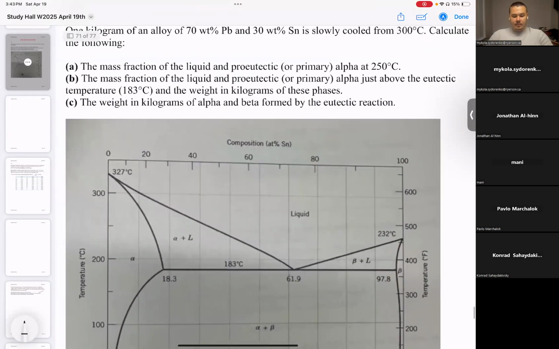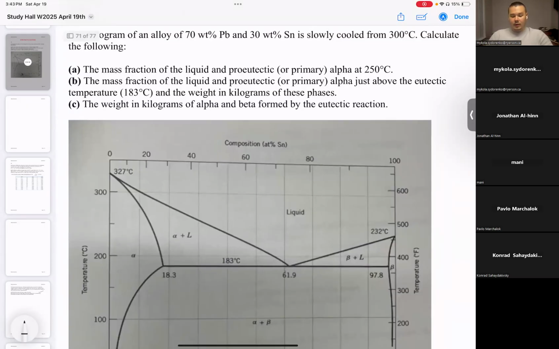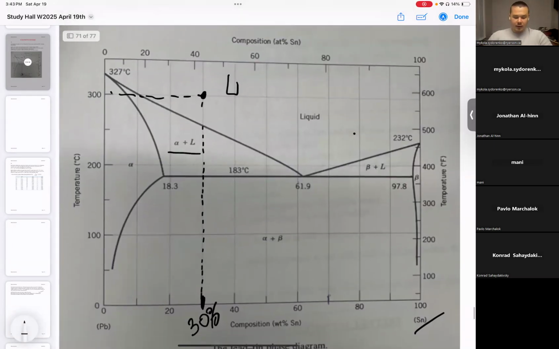Second thing, the mass fraction of the liquid and pro-eutectic alpha. Okay, so we need to calculate. We know that the metal is being cooled from this point at 300 degrees Celsius at this certain composition. It's been cooled down to solid state. So we start from liquid, go to alpha plus L, and then go fully to alpha plus beta. That's a regular thing.